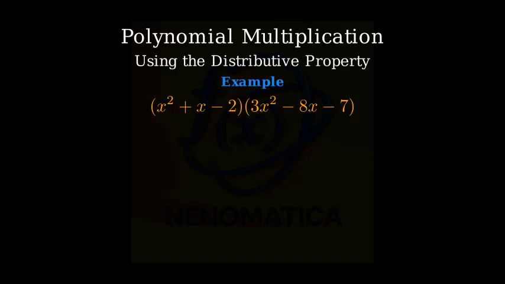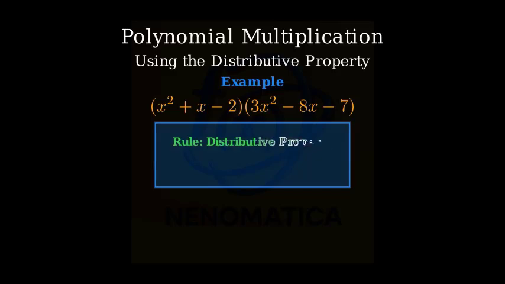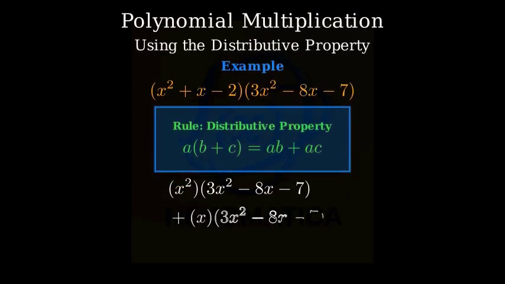To multiply these two expressions, we'll use the distributive property. The distributive property states that when multiplying a sum by an expression, we multiply each term of the sum by that expression and then add the products. Next, we'll multiply each term of the first polynomial by each term of the second polynomial.